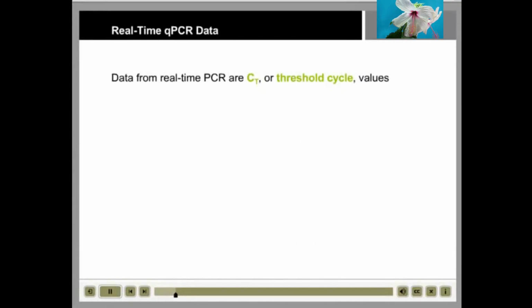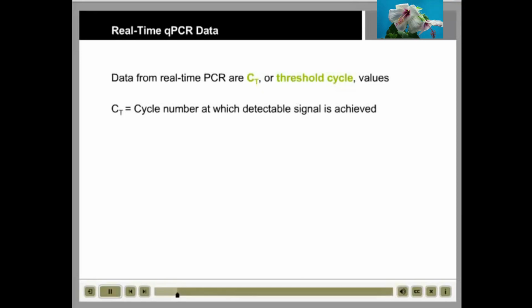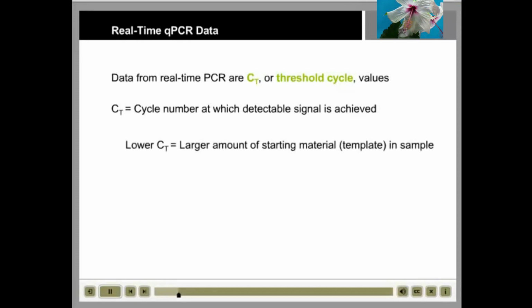In real-time quantitative PCR, the data that are generated are the threshold cycle, or CT, values. The threshold cycle is determined mainly by the amount of template present at the start of the amplification reaction. If a large amount of template is present at the start of the reaction, relatively few cycles are required to generate enough product to give a signal above background. Thus, the reaction will have a low or early CT.